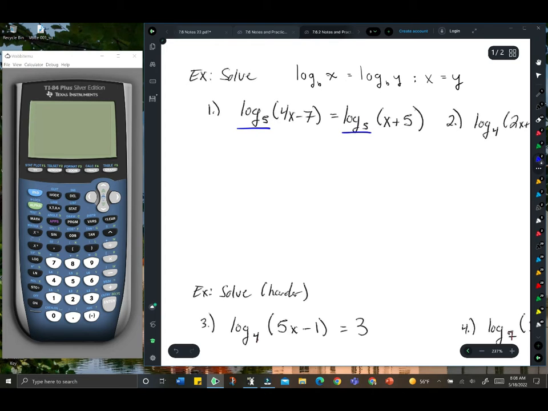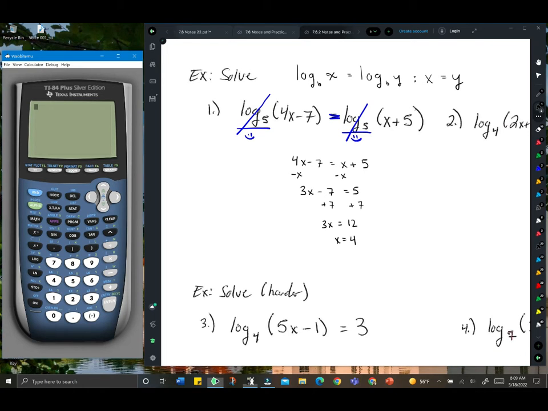So like in number 1 here, log 5 and log 5. One's on the left, one is on the right, and that makes us happy because essentially they cancel each other out. So all we have is the expression x minus 7 is equal to x plus 5, and that should hopefully be a walk in the park to solve. Adding 7, we have 12 is equal to 3x, and x is equal to 4.